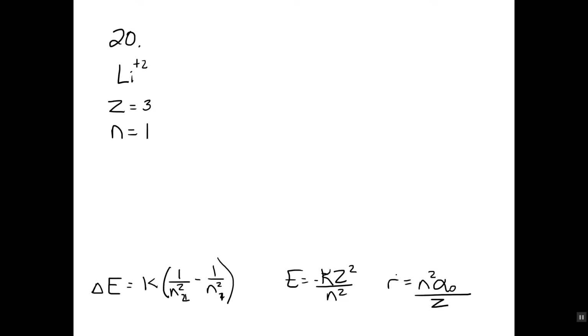Okay, and when you look at these things, you see you got Z here, you got n squared, but this here is indicating that you want a radius, and we're not looking for a radius in this problem. We're looking for energy. So we're going to be looking at one of these 2 formulas here, right?